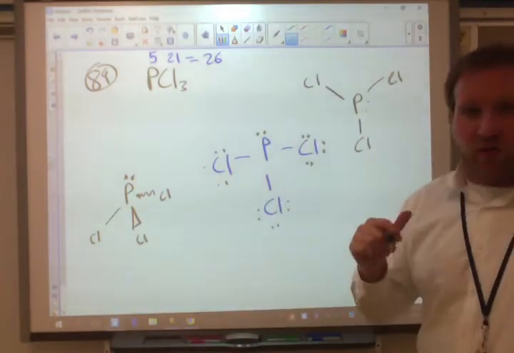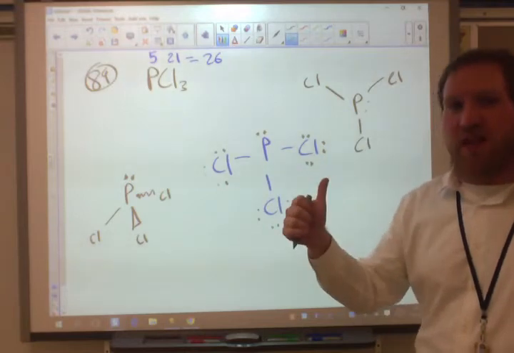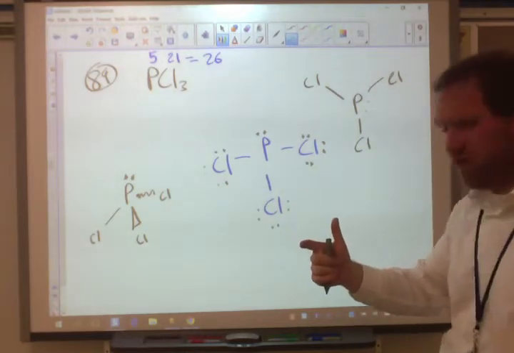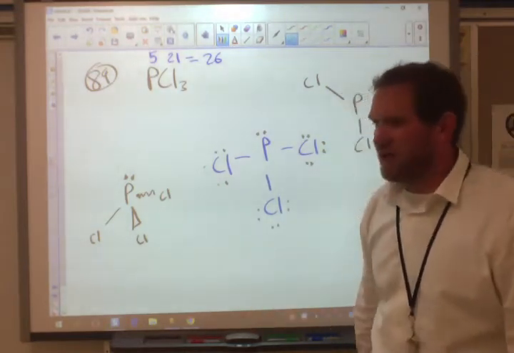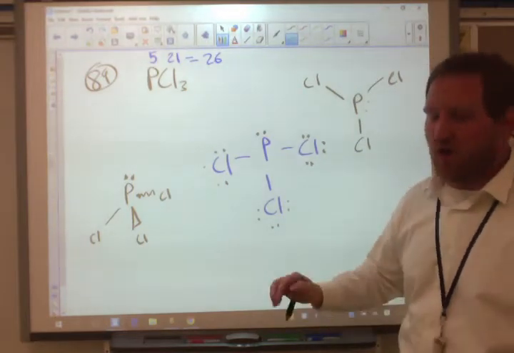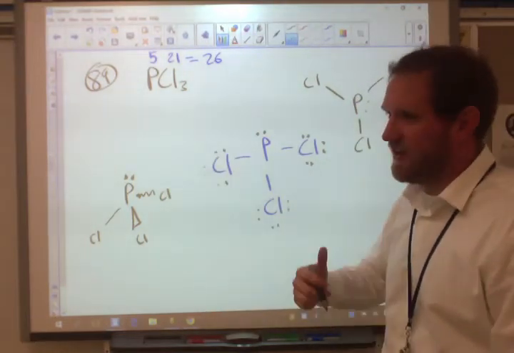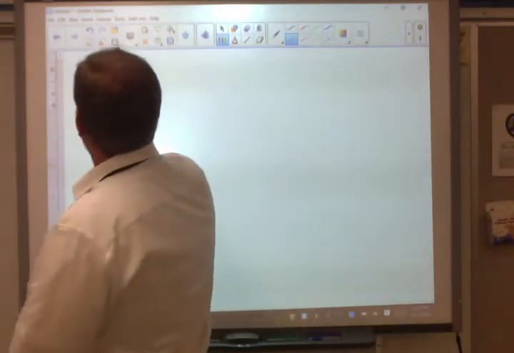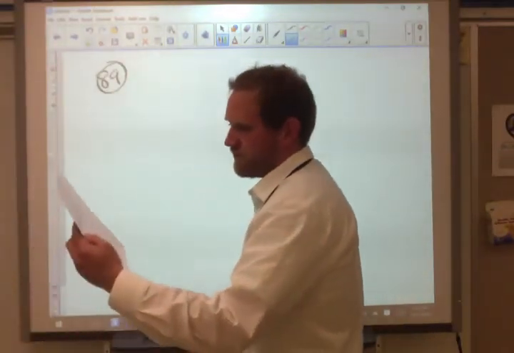So therefore, will it have London dispersion forces? Yes, everything does. Will it have dipole-dipole forces? Yes, it will, because it's a polar molecule. Will it have hydrogen bonds? No, because there's no hydrogen bonded to N, O, or F. All right, almost done with 89 here.